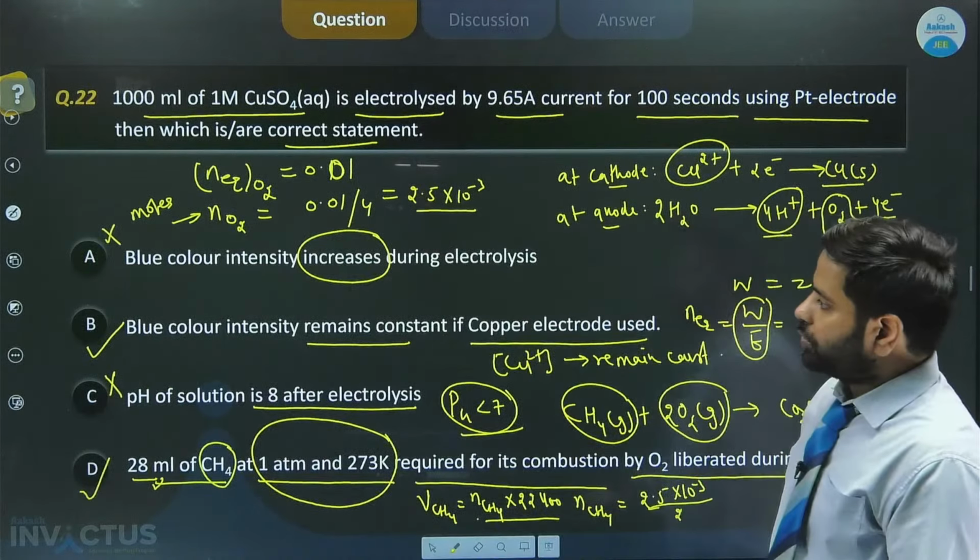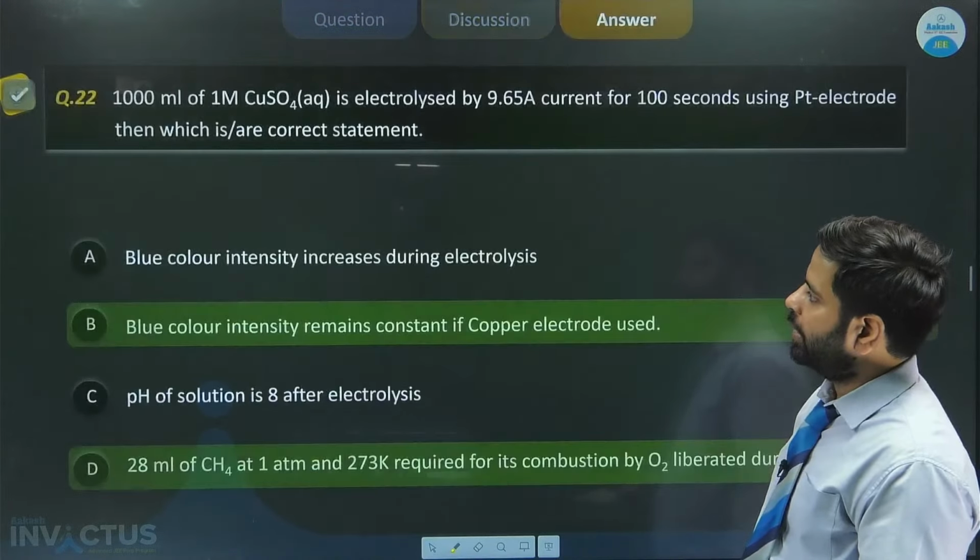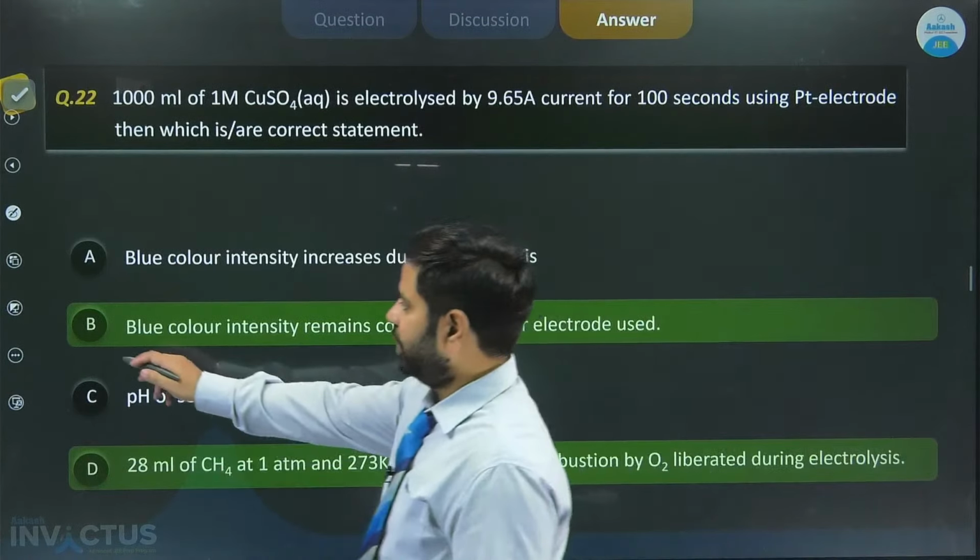Let's check the answer to this question. So options B and D are given. Okay.